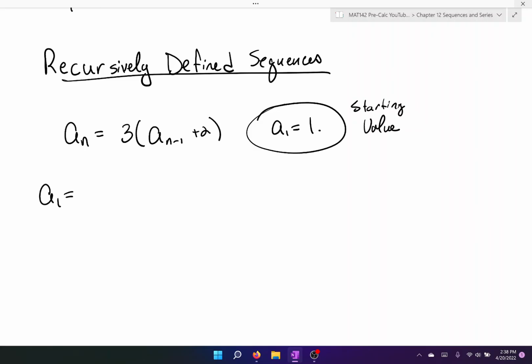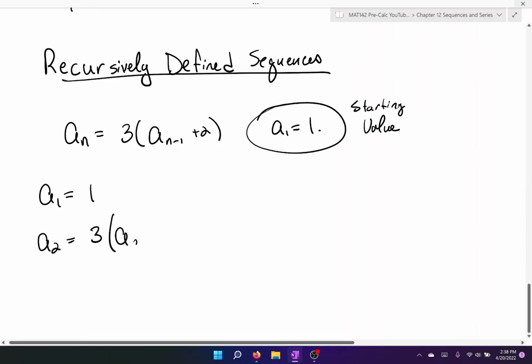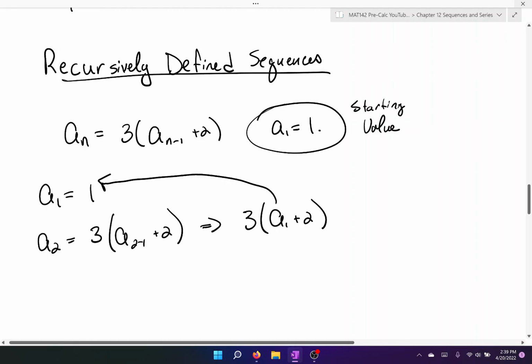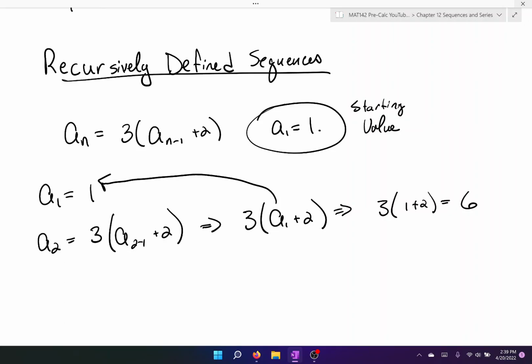So we know the first term, a1, is going to be 1. Then a2 is going to be 3 times the quantity a sub 2 minus 1 plus 2, which simplifies to 3 times the quantity a1 plus 2. And we know a1 is 1 from the previous step. So this will be 3 times 1 plus 2, which equals 6. Okay? Actually, what am I talking about? Equals 9. Sorry about that. The best of us make mistakes all the time.